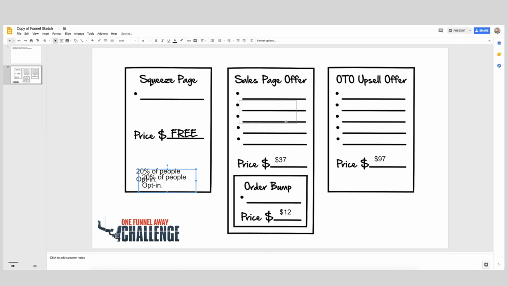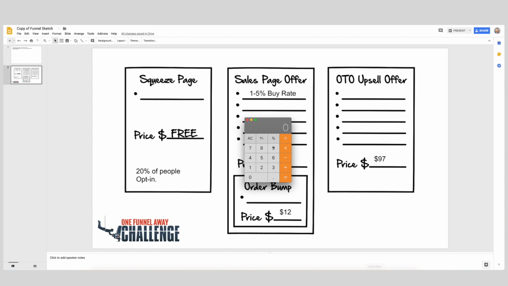Then when we go to the sales page over here, you want a 1 to 5% buy rate. That may seem low to you, but that's actually standard. So if you have 20 people opting in out of 100, 1% of 20 is not even 1, right? Which means it's like 0.2 of a human, 0.2 of a purchase. So that doesn't even work. So as you can see, you need enough traffic to even be able to make the decision as to whether or not the funnel's working.